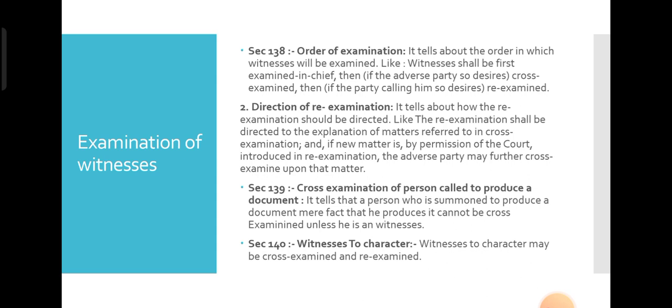Now section 140, it tells about the witness to character. Witness to character may be cross examined and re-examined. It basically says that a witness to character can be cross examined or re-examined. Okay, now the next slide.